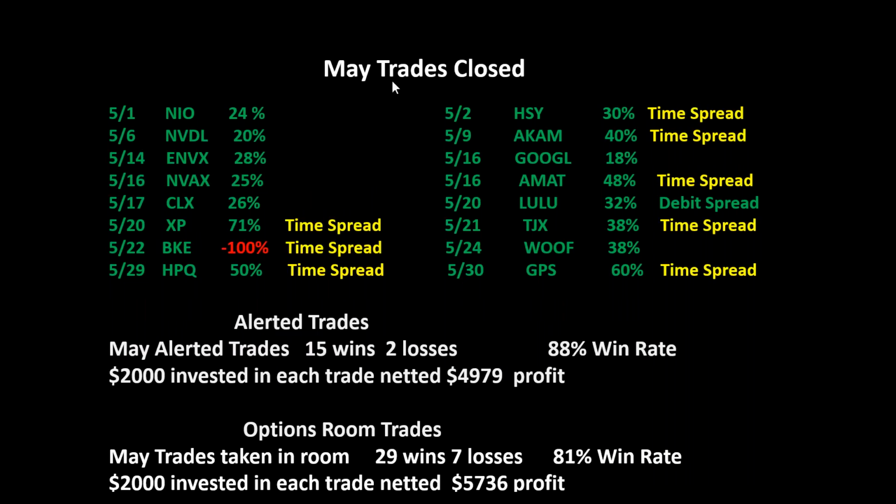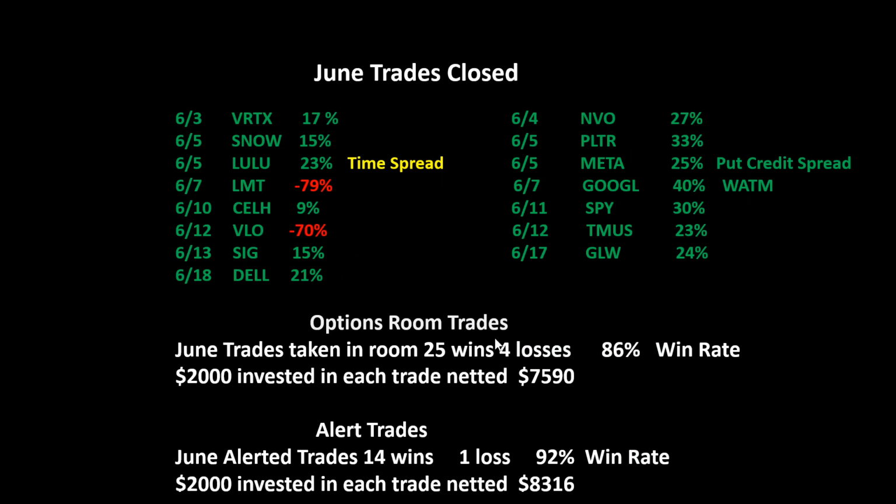All right, so this was May. I'm just putting some miscellaneous months in here to show you all the months up through here were all winners, but they varied. But you can see the win rate stays 88, 81%. It's going to stay pretty nice. June, 86% win rate, 92% win rate in the alerted trades. We actually made more money in alerts in June than we did in the option room.